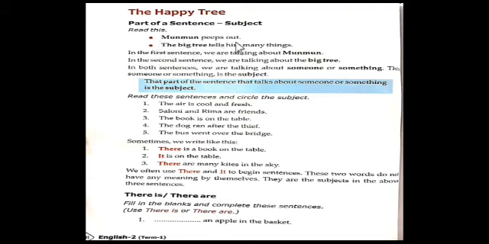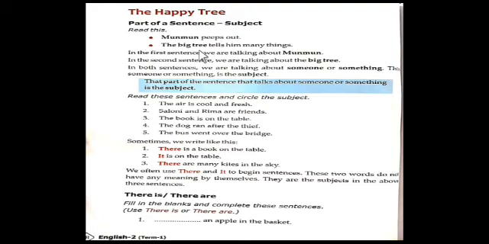Munmun peeps out. Then second one, the big tree tells him many things. So here, students, in the first sentence, we are talking about Munmun. Who peeps out? Munmun peeps out. Correct, no? And the same as in the second sentence, we are talking about the big tree. Who tells us many things? The big tree tells him many things.